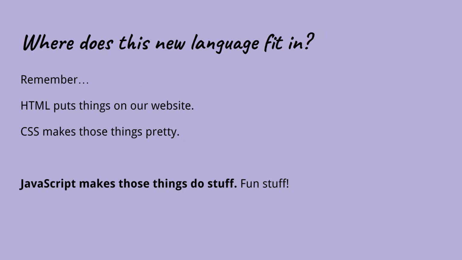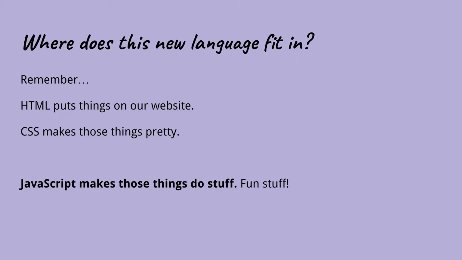So how's this going to fit in with everything that we have so far? If you remember, HTML puts things on our website. If we don't have any HTML, it doesn't matter how much CSS or JavaScript we add, we won't really have anything. So we use that to put elements on there, images, text, forms, videos, all of that. CSS makes those things pretty, or makes them sized the way we want, or makes them work a certain way and look a certain way and be laid out a certain way. And then JavaScript makes them do stuff, fun stuff.